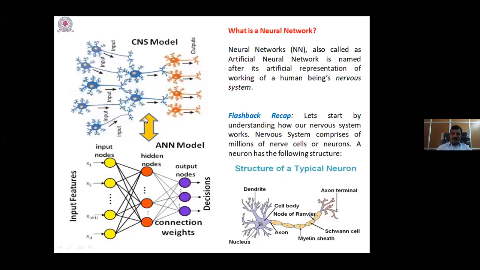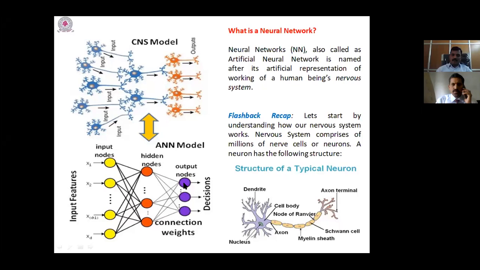Nervous system or human system. And the same thing I'm comparing with the artificial neural network. You see that in the artificial neural network, the input section is there. This input will be forwarded to the hidden layer process, the hidden layer will process it, and then finally it will produce the output. So this is the artificial neural network, and this is the human nervous system.